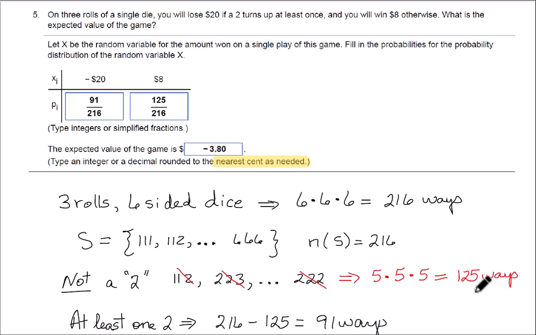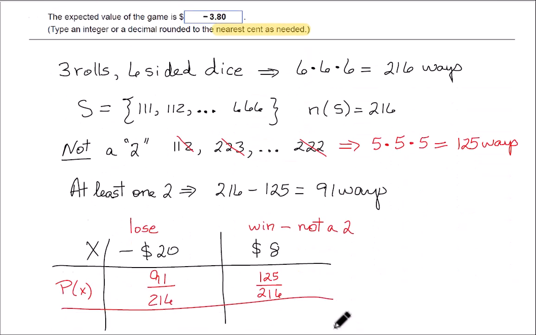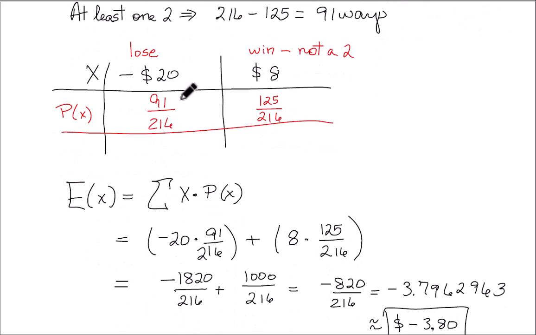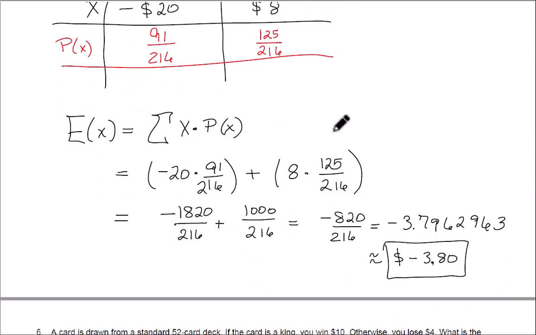So what that means, if there are 125 ways not to get a 2, there are 91 ways to get at least one 2. So that's how we get these probabilities of 91 over 216 and 125 over 216. And so then we sum up x times the probability, so minus 20 times this number, 8 times that number, multiply them up, add them, and then we get a decimal that's rather long, but they said round it to the nearest cent, which is minus $3.80. So again, we rounded this by focusing on these two places. The number after the 9 is 5 or bigger, so this number rounds up.